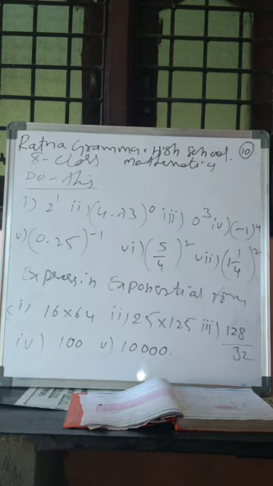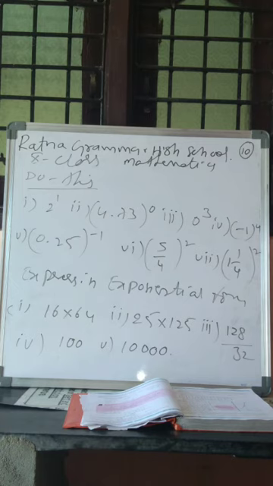So do these problems. First, 2 power 1. Second, (4.7) whole power 0. Third, 0 power 3. Fourth, (minus 1) whole power 4. Fifth, (0.25) whole power minus 1. Sixth, (5/4) whole power 2. Seventh, (1/4) whole power 2. These are the problems on changing to exponential forms. Next, express in exponential form 16 into 64, also in the shortcut form. Second, 25 into 125, 128 by 32, 100 and 10,000. Do these problems.